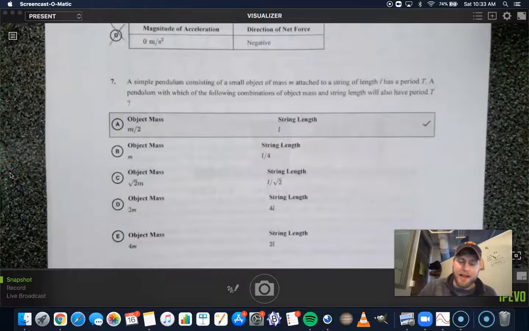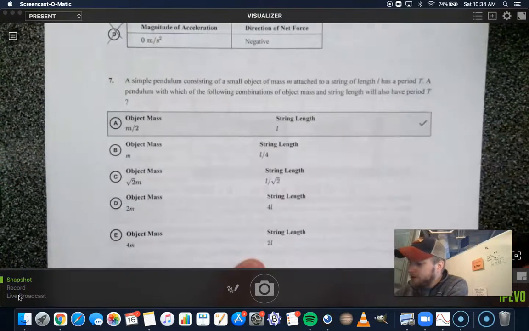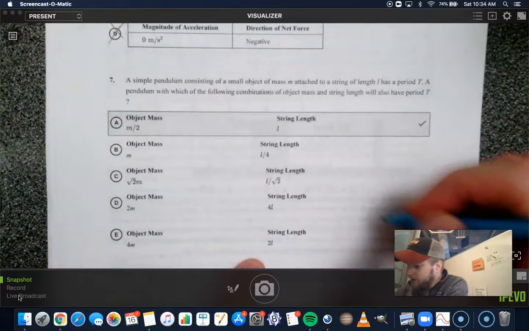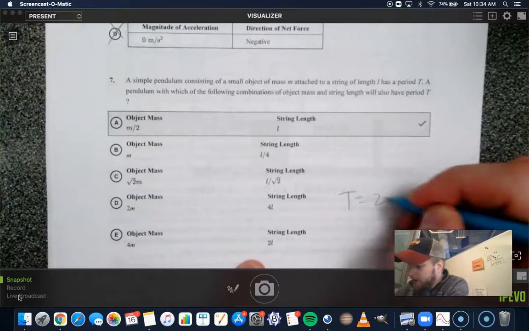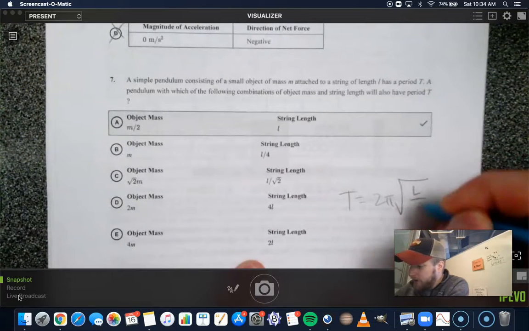All right, on to number 7. Take a moment and read it. Let's go through it. All right, it asks for the pendulum period. So right away, my recommendation would be to jot down the equation.